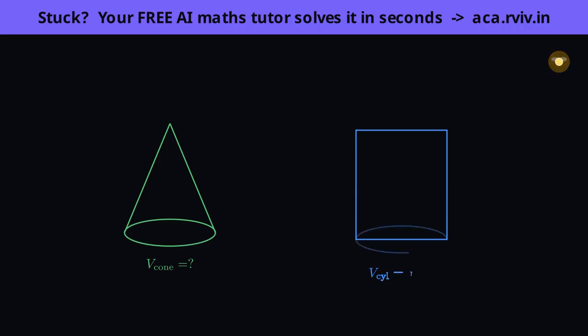The only difference is that the cone tapers to a point while the cylinder stays full and straight. So here is the question to hold in your mind. How much does the skinny pointed cone hold compared to the fat full cylinder? Take a guess before we pour. Most people guess a half.